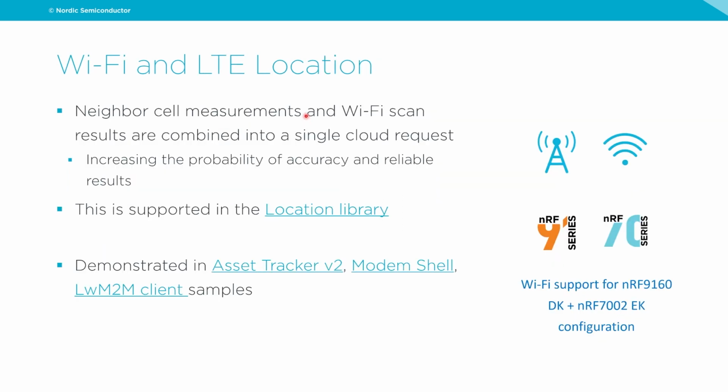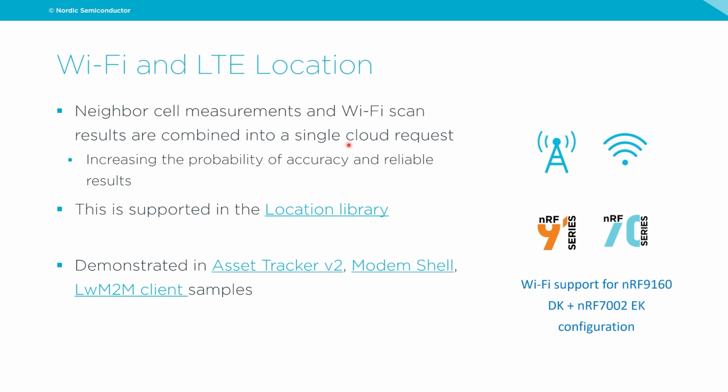So in the nRF Connect SDK version 2.3.0, we have made improvements within the locationing. What you can do now is that the neighbor cell measurements and the Wi-Fi scan results can be combined into a single request to the cloud. So you can take the locationing data from both the cellular side and the Wi-Fi side, put them together, and send them over to the cloud.